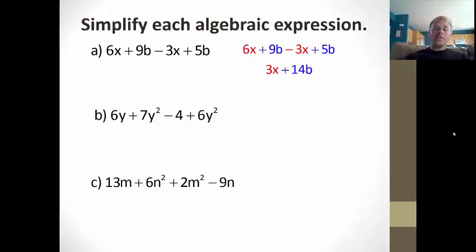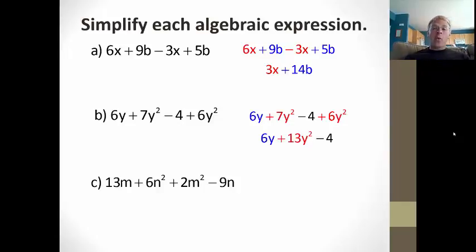Well, we can see that the 6x and the negative 3x are like terms. So I add those two, 6 plus negative 3 gives me 3x. The 9b and the 5b are also like terms, so I can add those and get 14b. Now that's as far as I can simplify, because the 3x and the 14b are not like terms, and I can't multiply a known by an unknown, so that's as much as I can do, and that would be considered fully simplified.